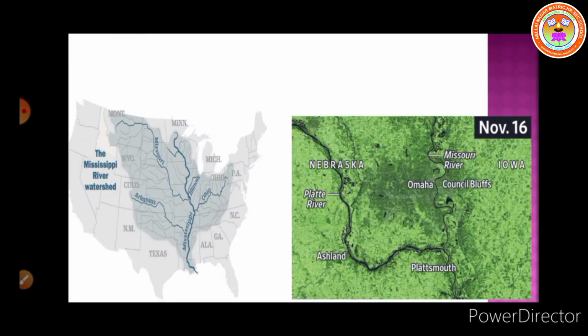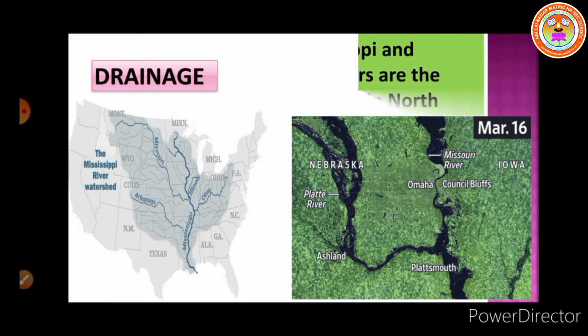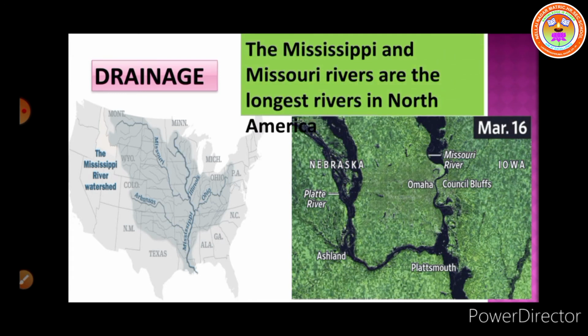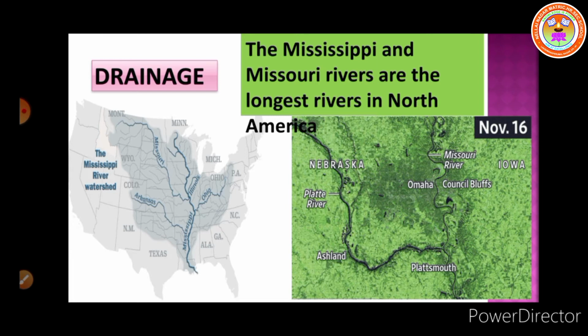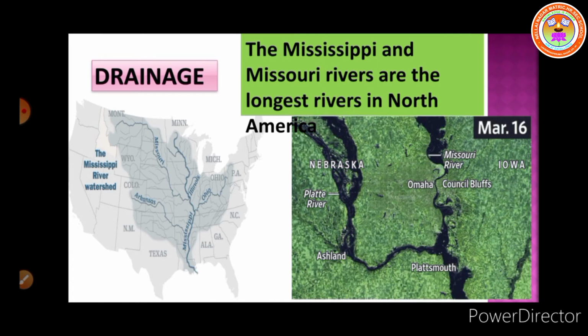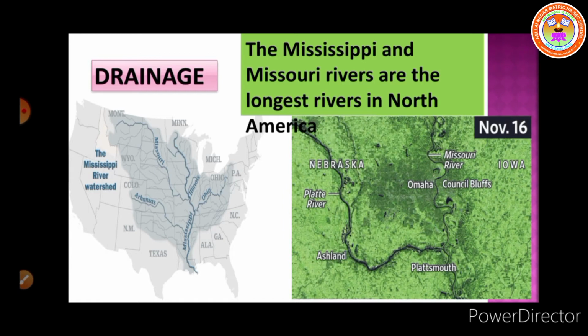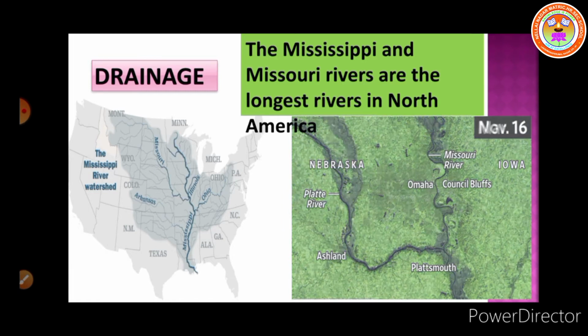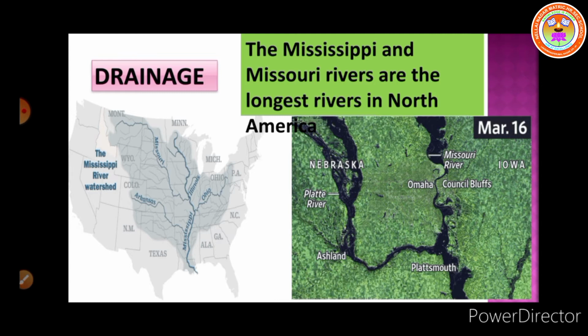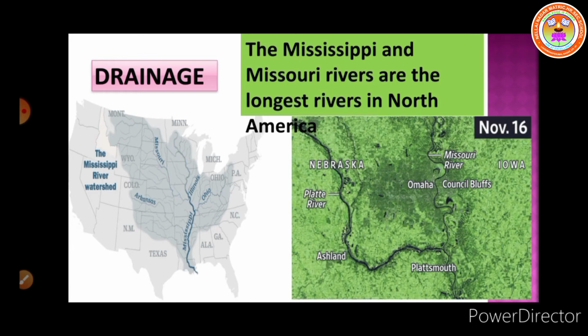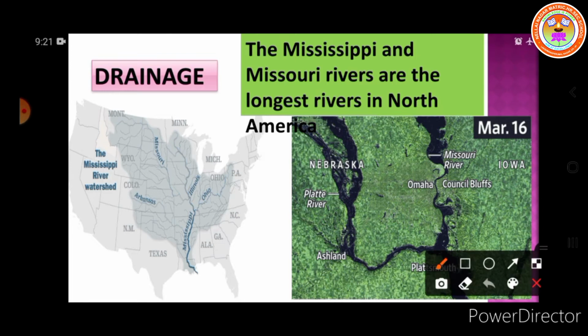Okay, first let us see drainage. Here drainage means the rivers. Many rivers flow across this land and some of them follow the valleys formed by the glaciers. The Mississippi and Missouri rivers are the longest rivers in North America and together they form the fourth longest river system in the world. Look at the map.